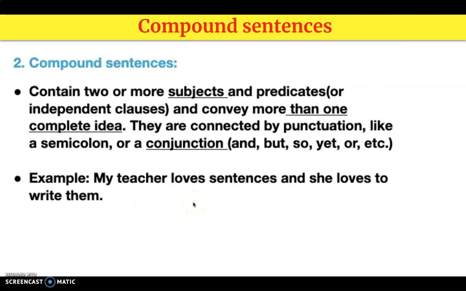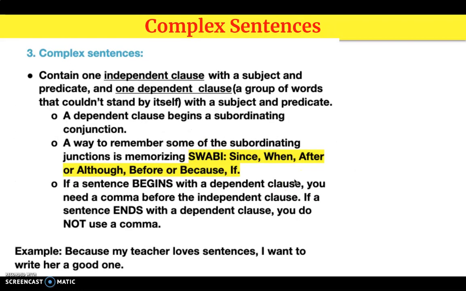Now, compound sentences contain two or more subjects and predicates and can convey more than one complete idea. They're connected by punctuation, like a semicolon, or a conjunction: and, but, so, yet. My teacher loves sentences, and she loves to write them. "My teacher loves sentences" could stand on its own. "She loves to write them" could stand on its own. They're combined with a conjunction, FANBOYS, right here, okay?